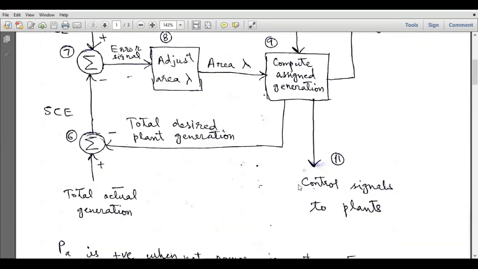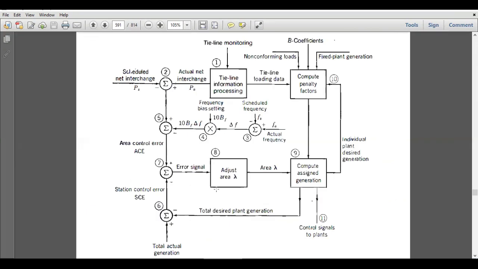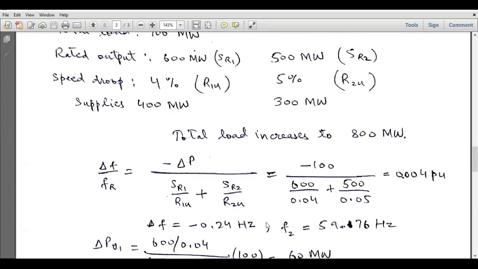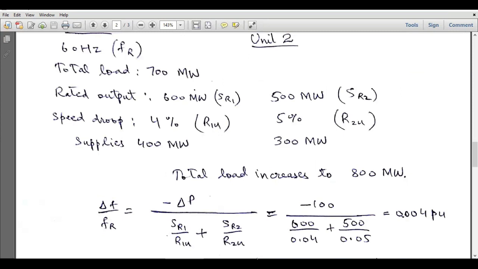So this is how this system works. And the important point in the understanding is that if both these areas are negative and equal, the desired generation is greater than the actual generation, and the desired net interchange is greater than the actual net interchange, but still we get zero error at this point. So in that case, the control signals generated at this position 11 will force the plants to increase their generation such that both these areas become equal. Right? So this is how computer-based automatic generation control system works.